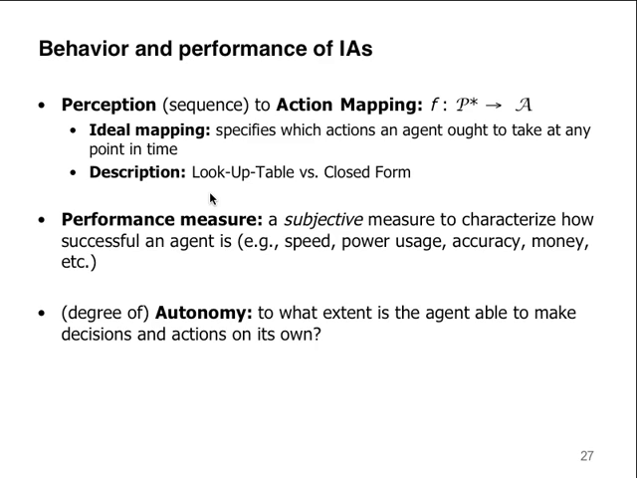So, behavior and performance of AI. We have the percepts, which is the sequence. This is where the action mapping comes into place. So we come up with a map for the perception, which is a flow chart of the sequence of events that's going to occur. We have ideal mapping, which specifies the actions an agent ought to take at any one moment in time. So if it's raining, put the windshield wipers on. If it stops raining, stop the windshield wipers.